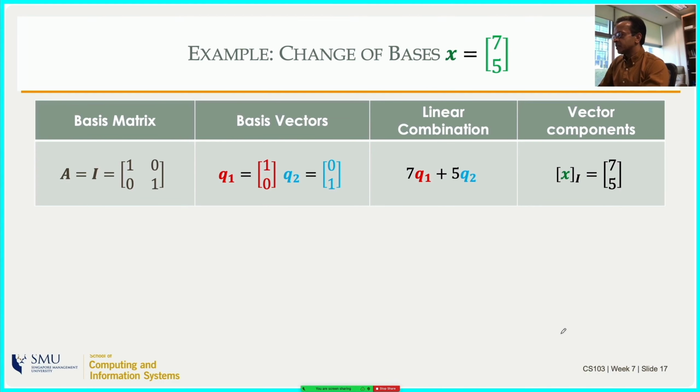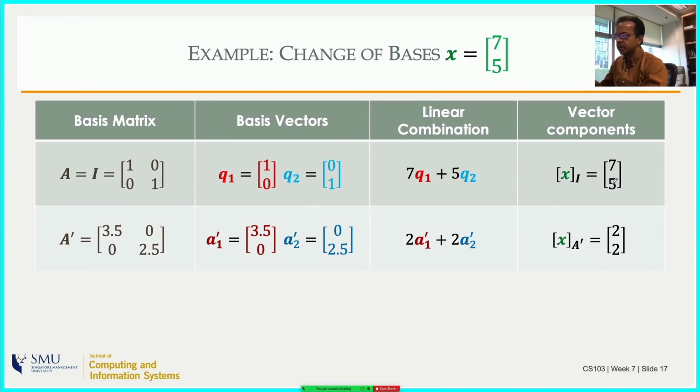So let me summarize this. My original matrix A, which was the identity matrix, that was my original basis matrix, (1, 0), (0, 1). My Q1 was the first column, (1, 0), Q2, (0, 1). And my vector was a linear combination, taking 7 of Q1, 5 of Q2. So I get the vector components 7 and 5. Now I took a different basis matrix A prime, (3.5, 0), (0, 2.5). Then we saw that you needed 2 of A1 prime and 2 of A2 prime. So the components are 2 and 2.